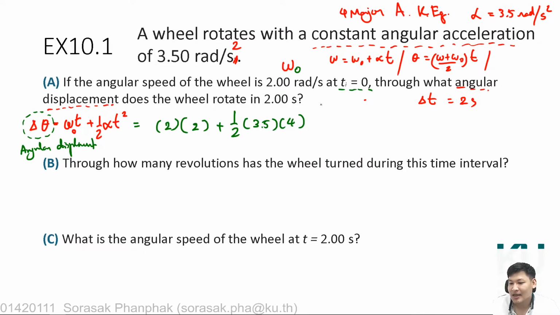So finally you can do the calculation. If you take this as radians per second and this one as radians per second squared, the displacement you should have is in the unit of radians. So you have theta equal to 11 radians.